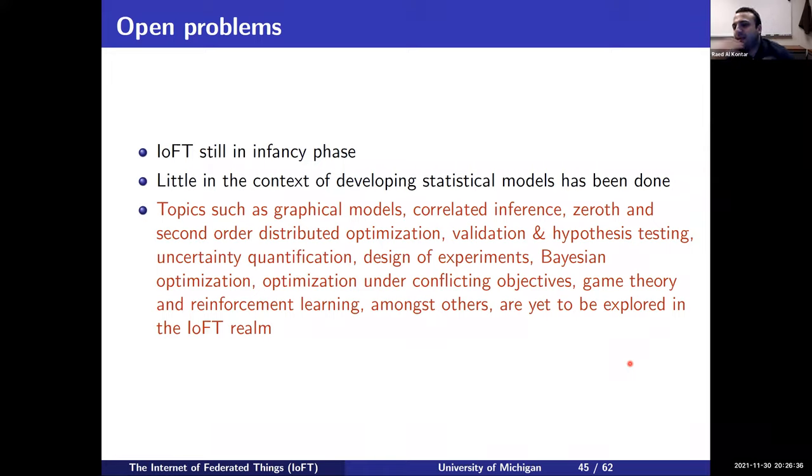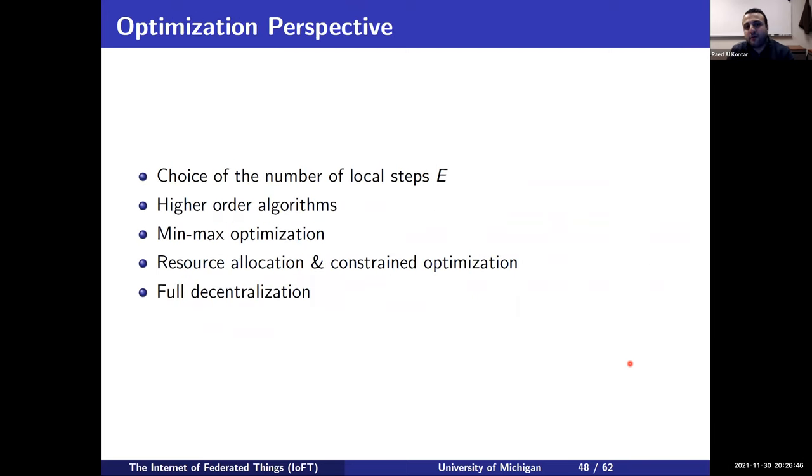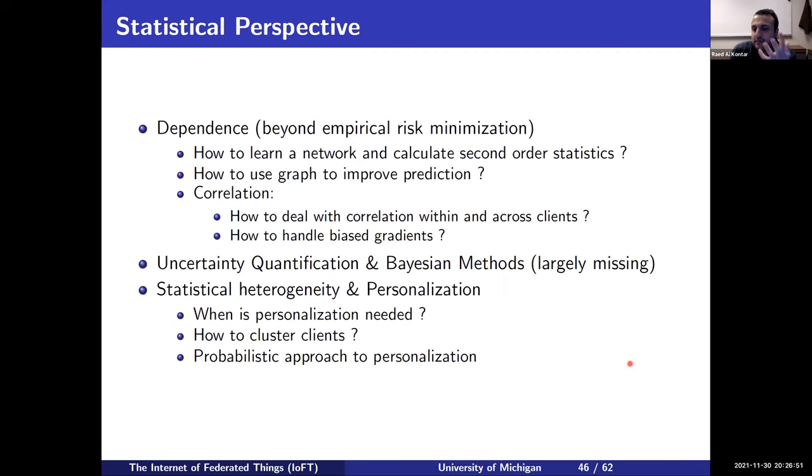So there are a lot of methods, be it in optimization, statistics, and data science in general, that are yet to be explored in this paradigm beyond deep learning alone. So here I want to shed light on some of them from both a statistical perspective and an optimization perspective. From a statistical perspective, one problem that comes to mind is dependence. Can I move beyond empirical risk minimization? For example, if different clients are dependent, how to learn a network? How to learn this dependent structure?